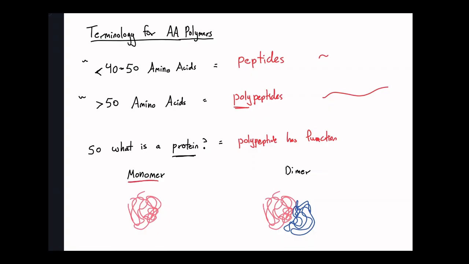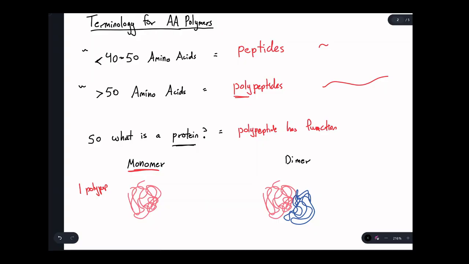There are proteins that are monomers, so a single chain, one polypeptide, will fold and form a protein. But there are also different types. There are dimers, trimers, tetramers, proteins that are actually made up of multiple polypeptides.